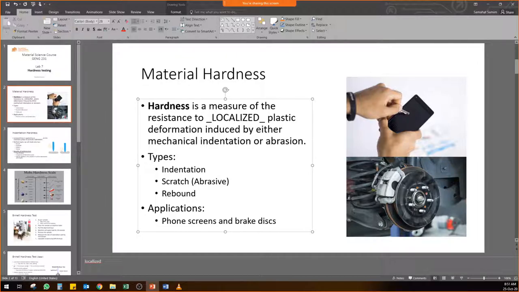of hardness tests. Some are indentation, some are scratch, some are rebound. So why do we need to measure the hardness? That's an important question. Why do we need to measure hardness?